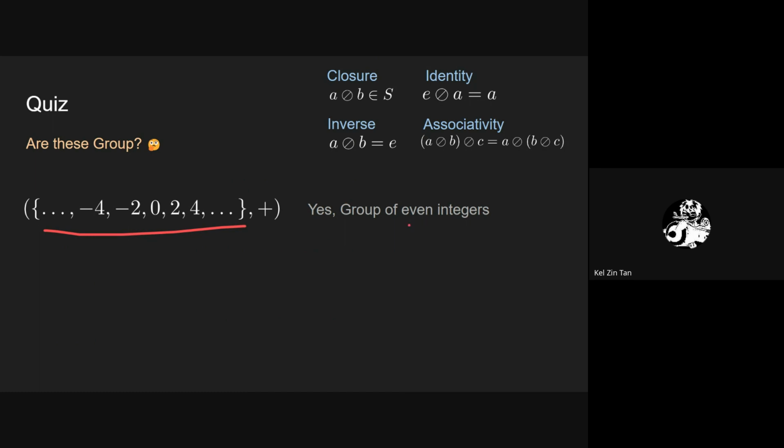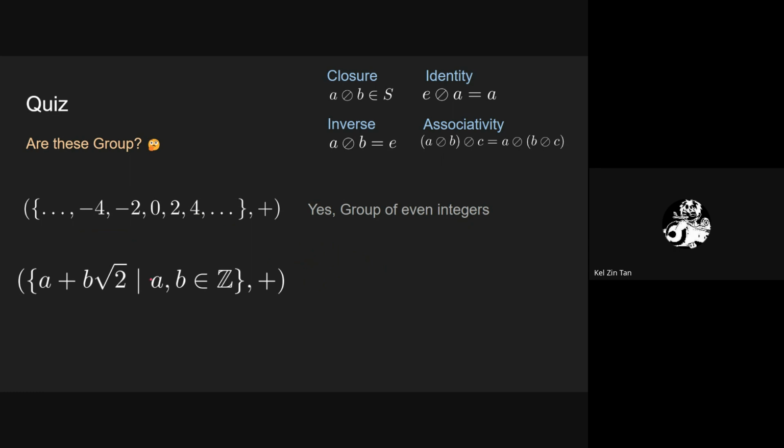What about the set of odd numbers? Certainly it will not be satisfied, because 1 plus 1 is equal to 2, and 2 is an even number, and it's not inside the set of odd numbers. Okay, so the set of odd numbers is not a group. But it's clear that even integers is a group.